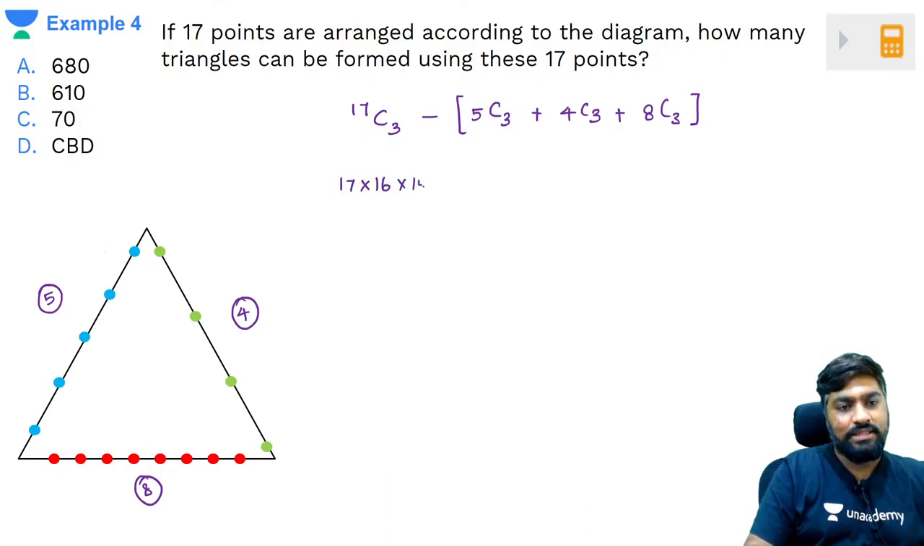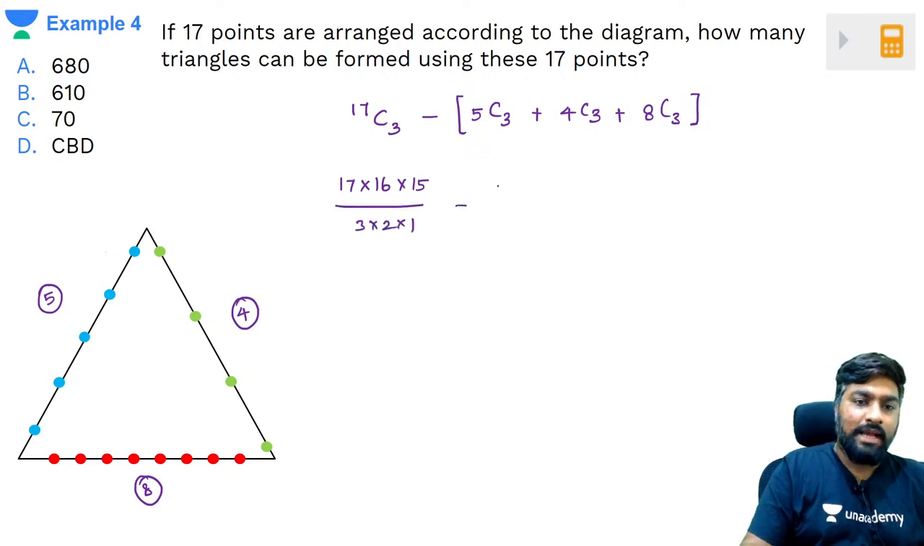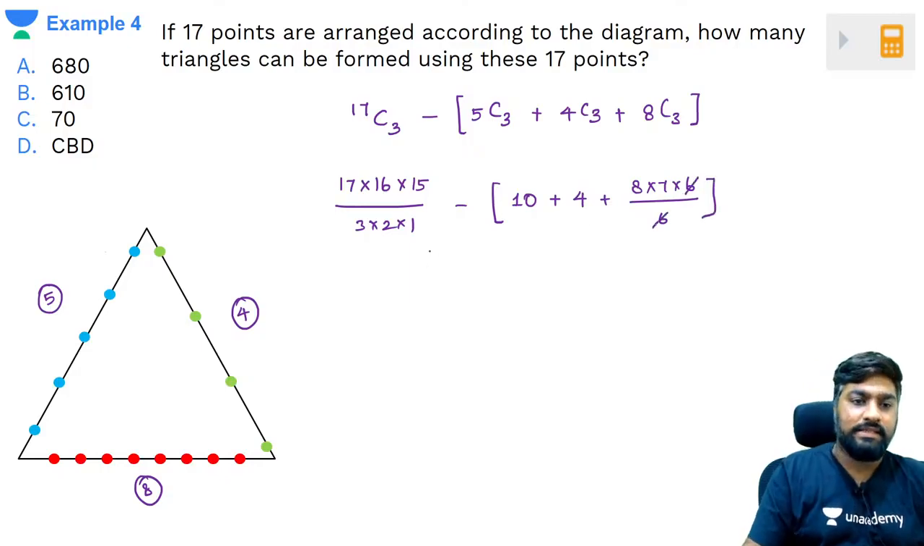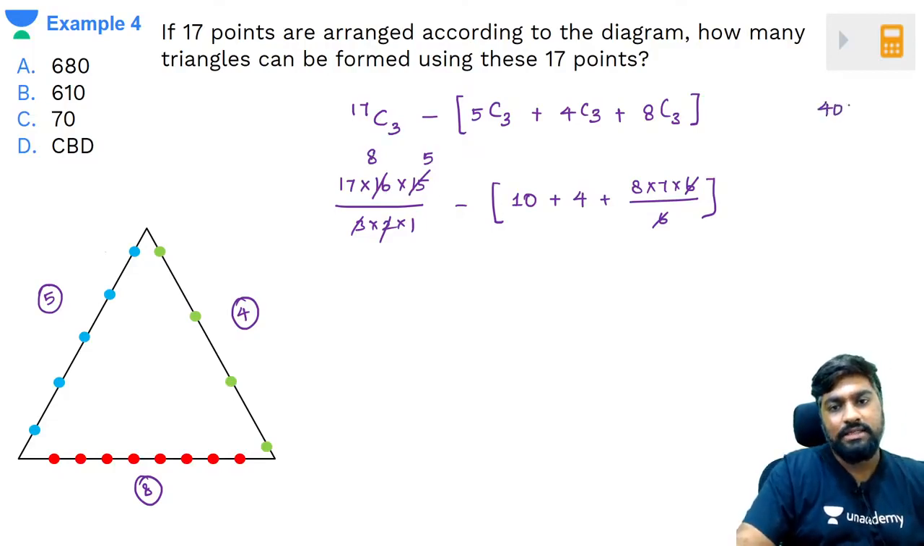17C3 is 17 into 16 into 15 by 3 factorial, minus 5C3, which is the same as 5C2, that is 10. Agreed? 5 into 4 by 2 into 1, plus 4C3, which is the same as 4C1, that is 4. 8C3 we might have to calculate, so 8 into 7 into 6 by 6, which is how much? 56. So what do we have? Let's try and calculate here as well. This is 8 times, this is 5 times, 40 times 17. Yes, we need to find out 40 times 17.